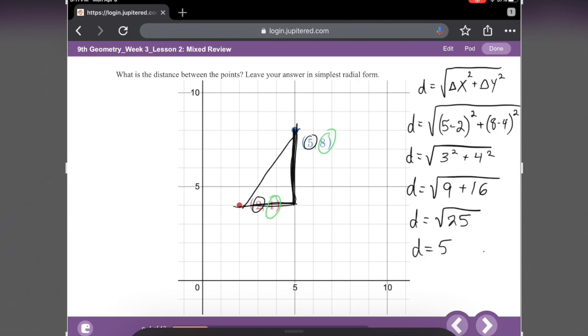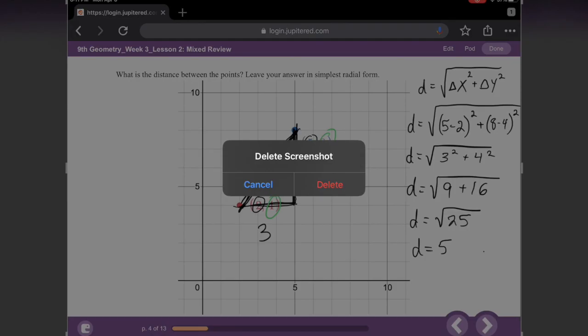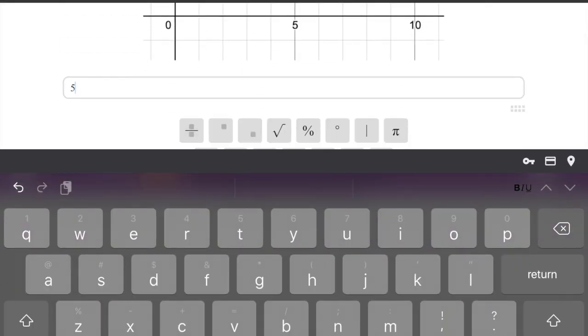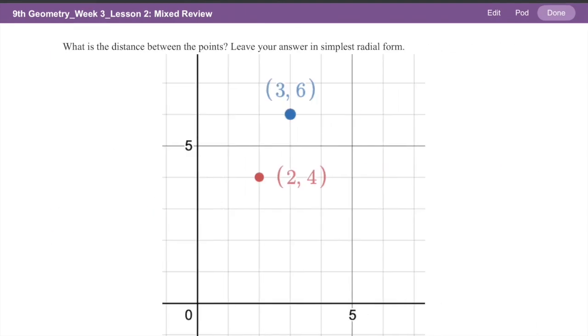So the distance that we found between these 2 points, which is basically the hypotenuse of this triangle, should be 5. We just had a 3, 4, 5 right triangle. And this is our answer. Okay, let's put in 5 for the answer. Perfect. Okay, let's move on to the next one.